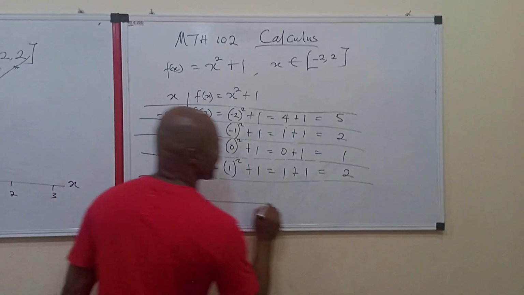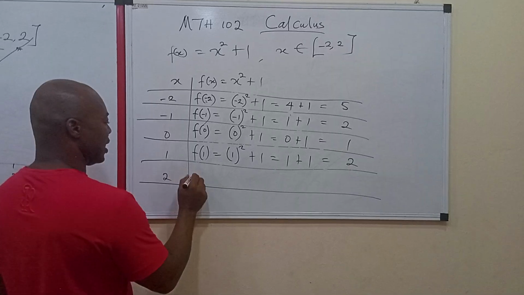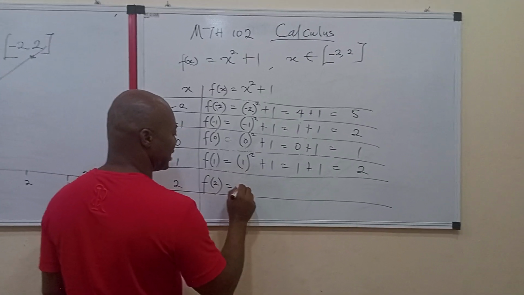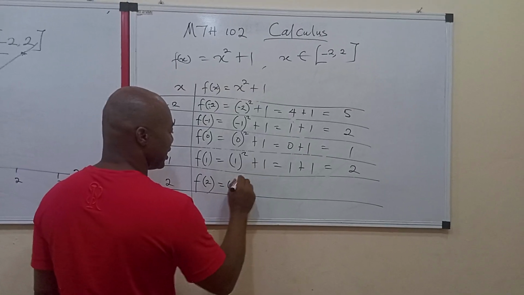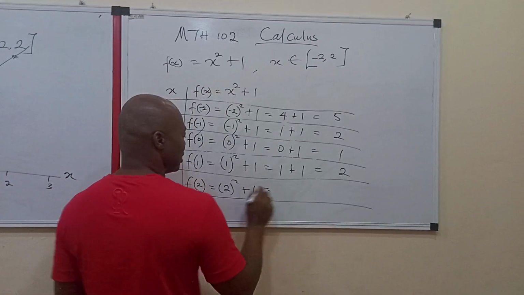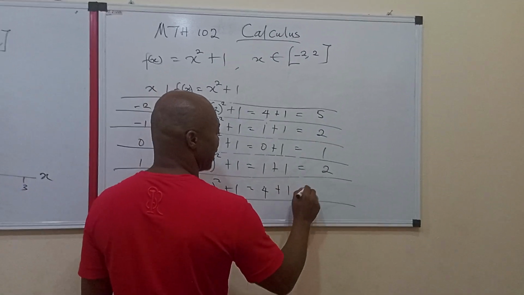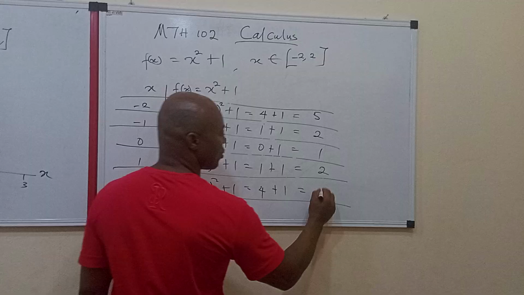Then last, make we come do this other one. Anywhere we see x, we will come put 2. Then square plus 1. 2 times 2 here will give you 4, plus this one wey dey here, so that this one will give you 5.